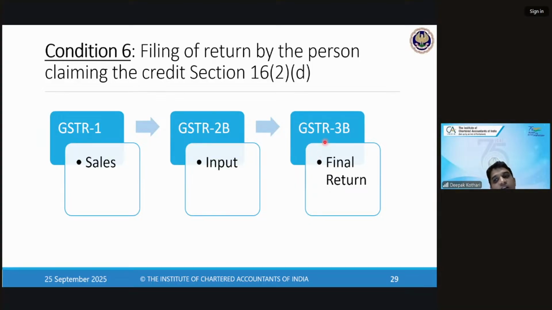Clear? So only when you file the 3B. You may say I've satisfied all 5 conditions, so credit should come to me automatically, but it is not magic that it will come in your 3B. It is not magic that it will come in your electronic credit ledger. Once you file this final return, that is the GSTR 3B return, then that amount will appear in your electronic credit ledger.